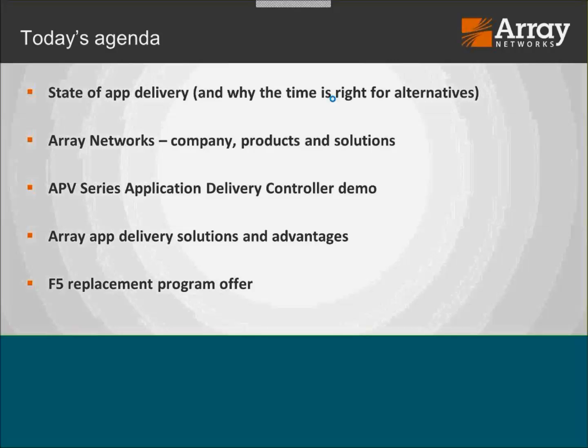From there, there are a few key solutions that I think are fairly compelling and fairly unique to Array. So I'll spend a little bit of time and talk about some of those solutions and some of the advantages of Array, and then toward the end get into the actual F5 replacement program offer. Perhaps that's the reason a lot of you joined the webinar today, is that we do have very compelling incentive programs and offers for those that are interested in looking at Array as an alternative to F5.